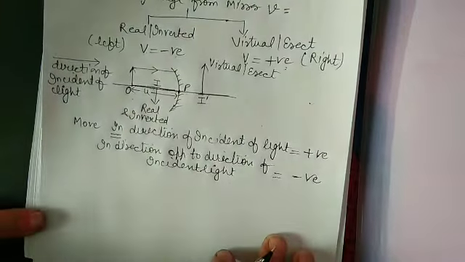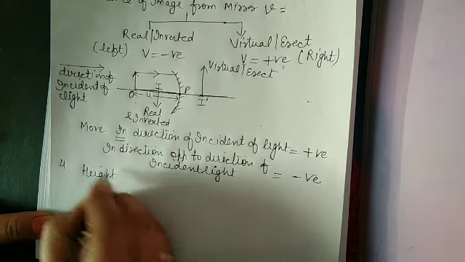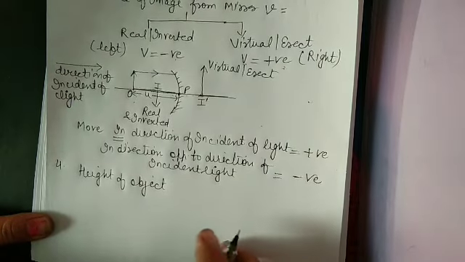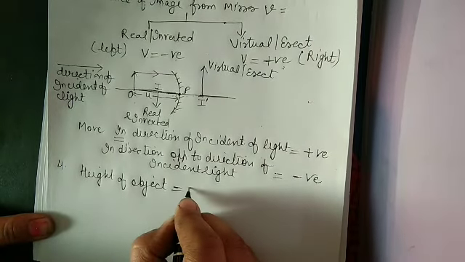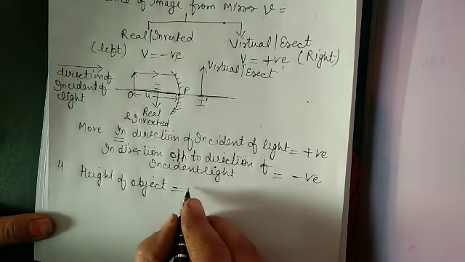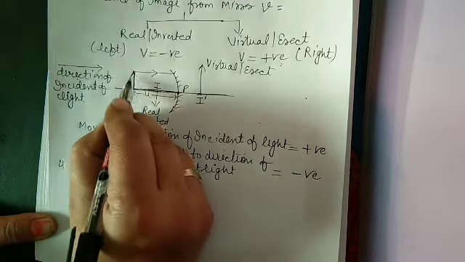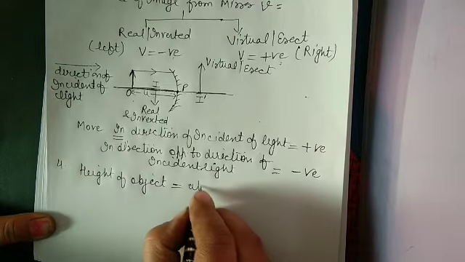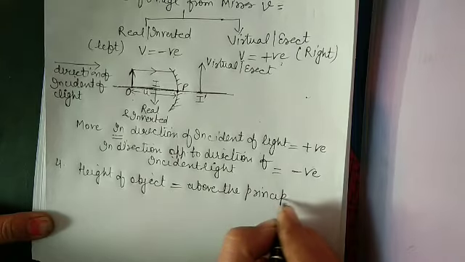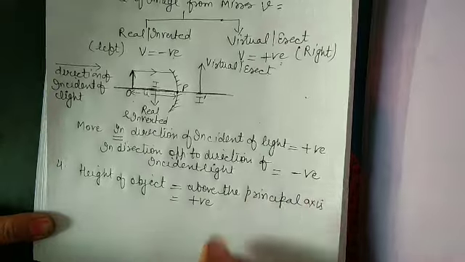Okay students, now height of object. As the object is in our hand, that is kept always erect. We keep it straight. So that is always above the principal axis. As the object is always above the principal axis, it will be considered to be positive.